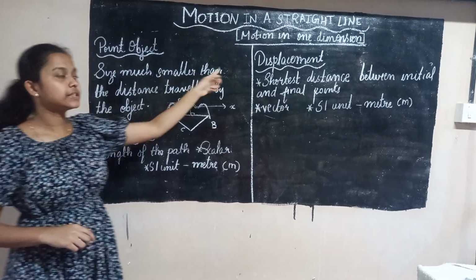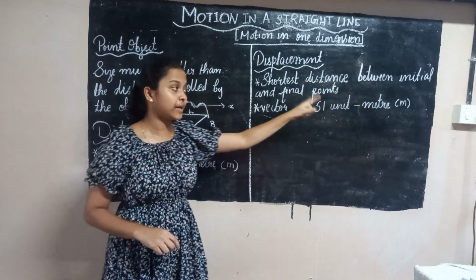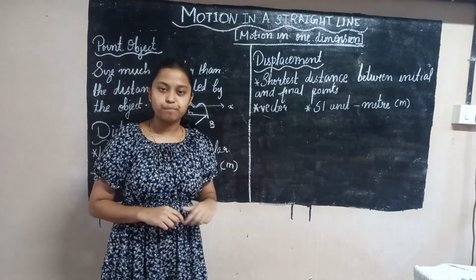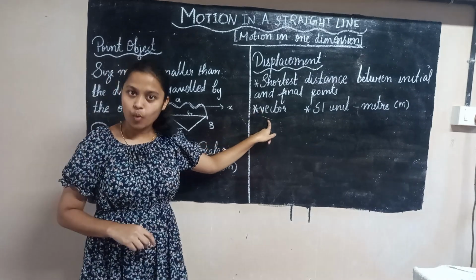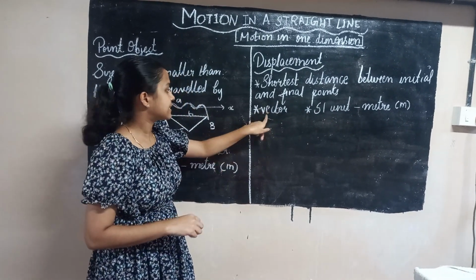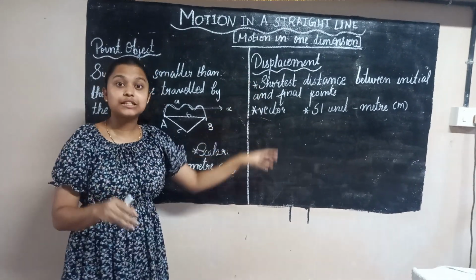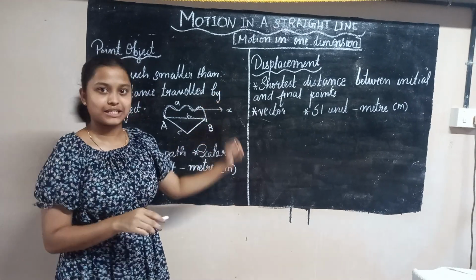Next, moving to displacement. Displacement is the shortest distance between initial and final points. It is a vector quantity and the SI unit is meter. It is said to be a vector quantity because we consider both the magnitude and direction for displacement.